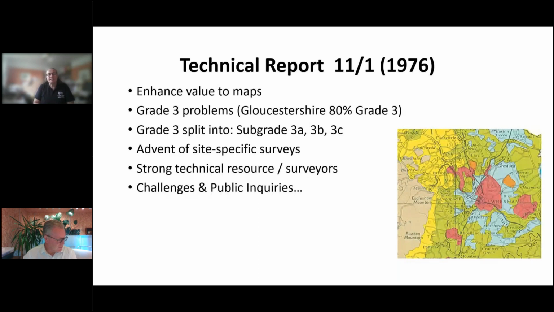And in 1976, grade 3 was subdivided into A, B and C. And this was when we started doing site-specific surveys, when we were trying to identify the variations in the grades, particularly around the grade 3.